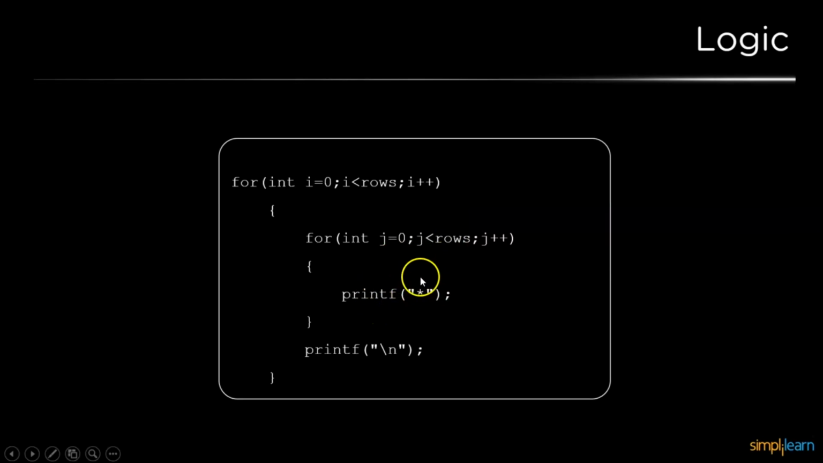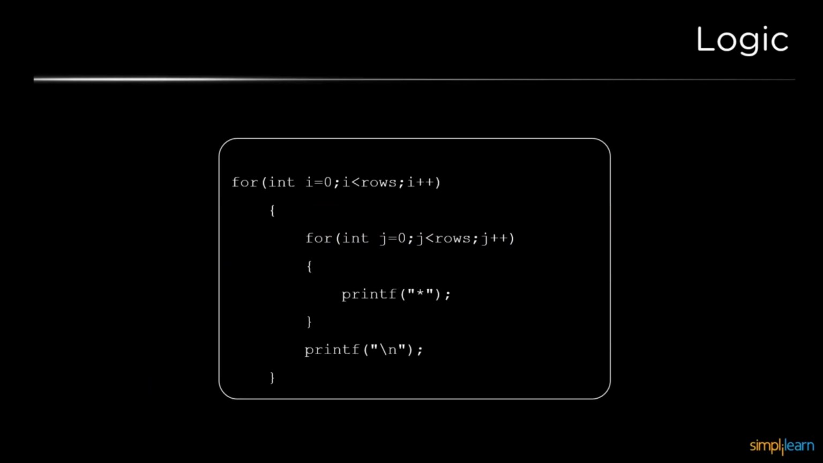Once the condition is not satisfied, it comes out of the for loop and prints the statement under the outer for loop, and then the control transfers to the new line. Once it comes out, it increments the i value by 1. So now the i value is 1. Again, it checks the condition, i less than rows. This will continue until it prints the pattern in a box shape. So now let's execute the program.